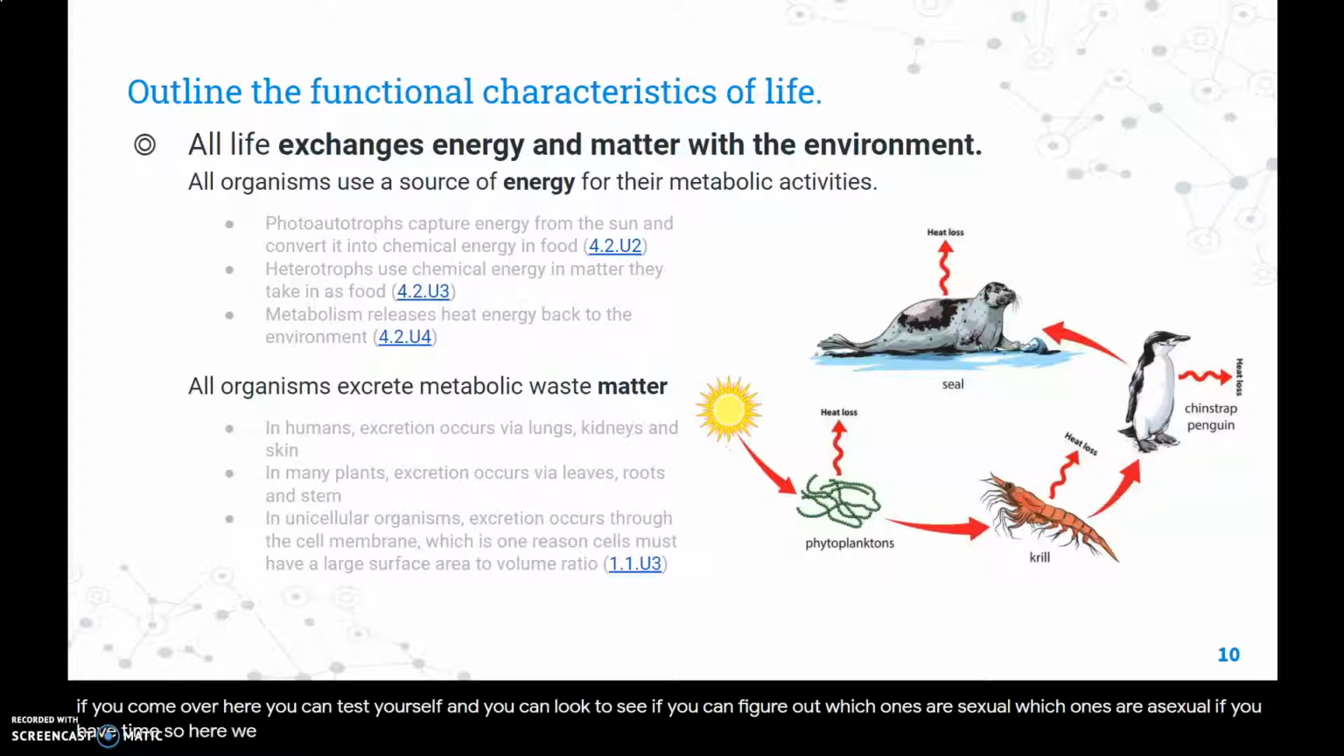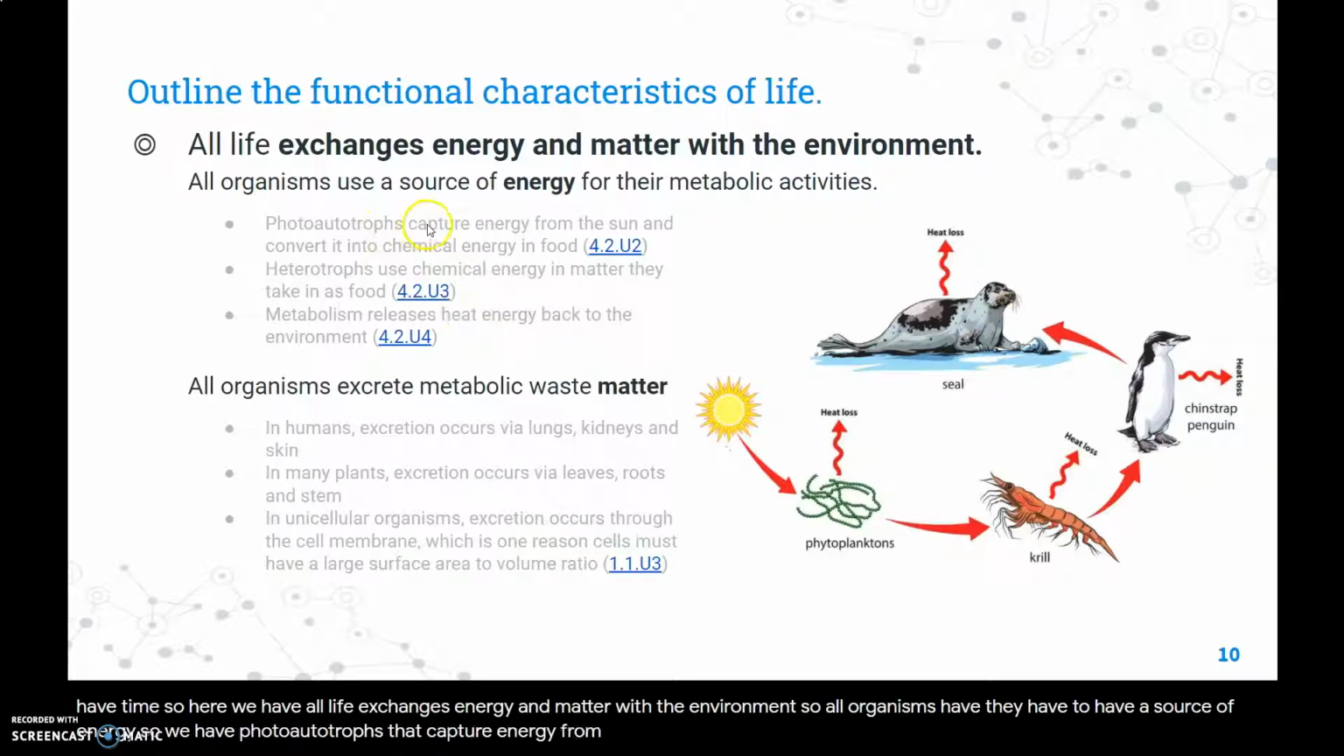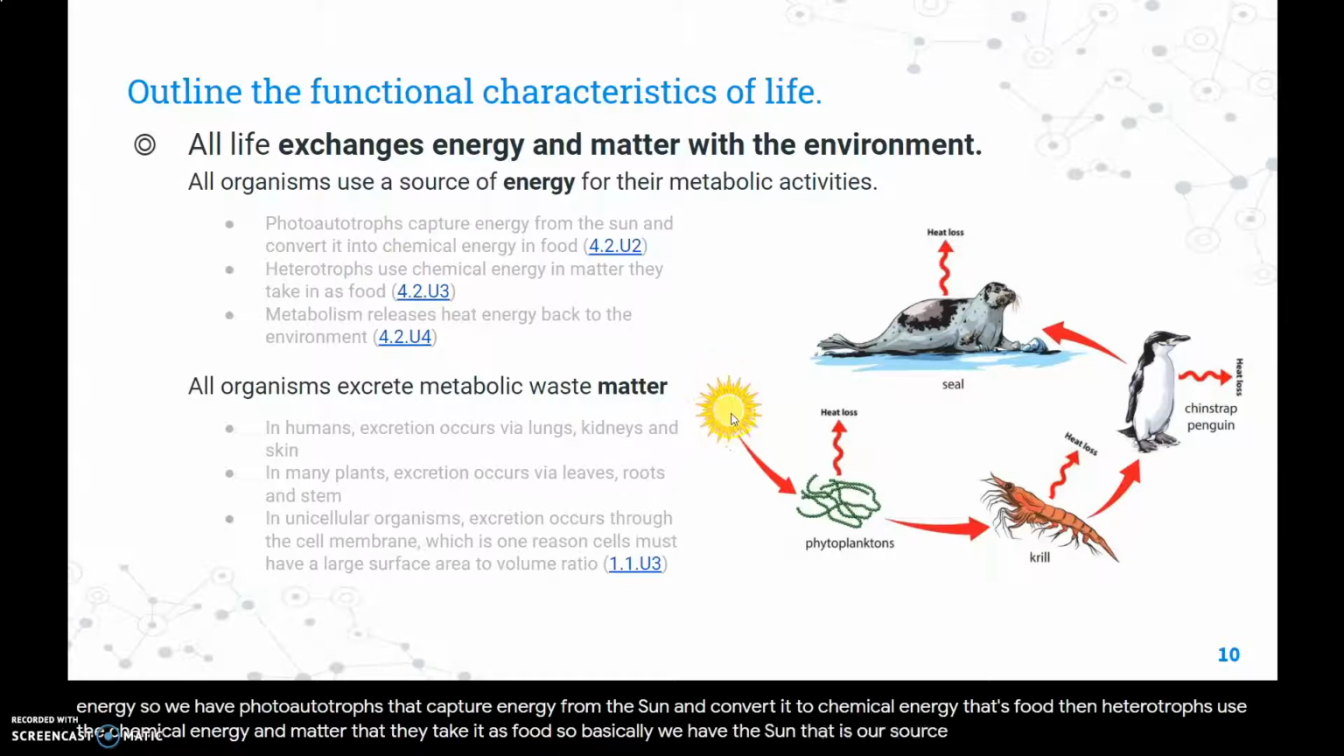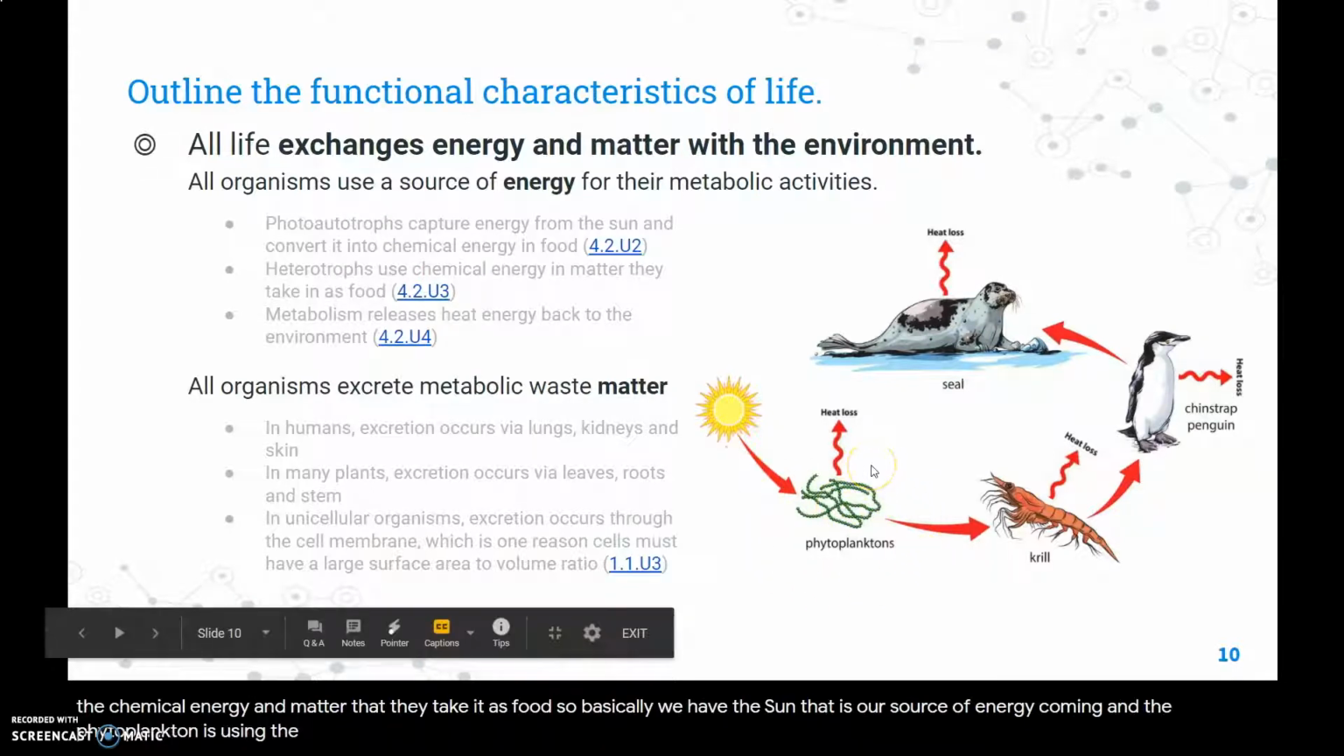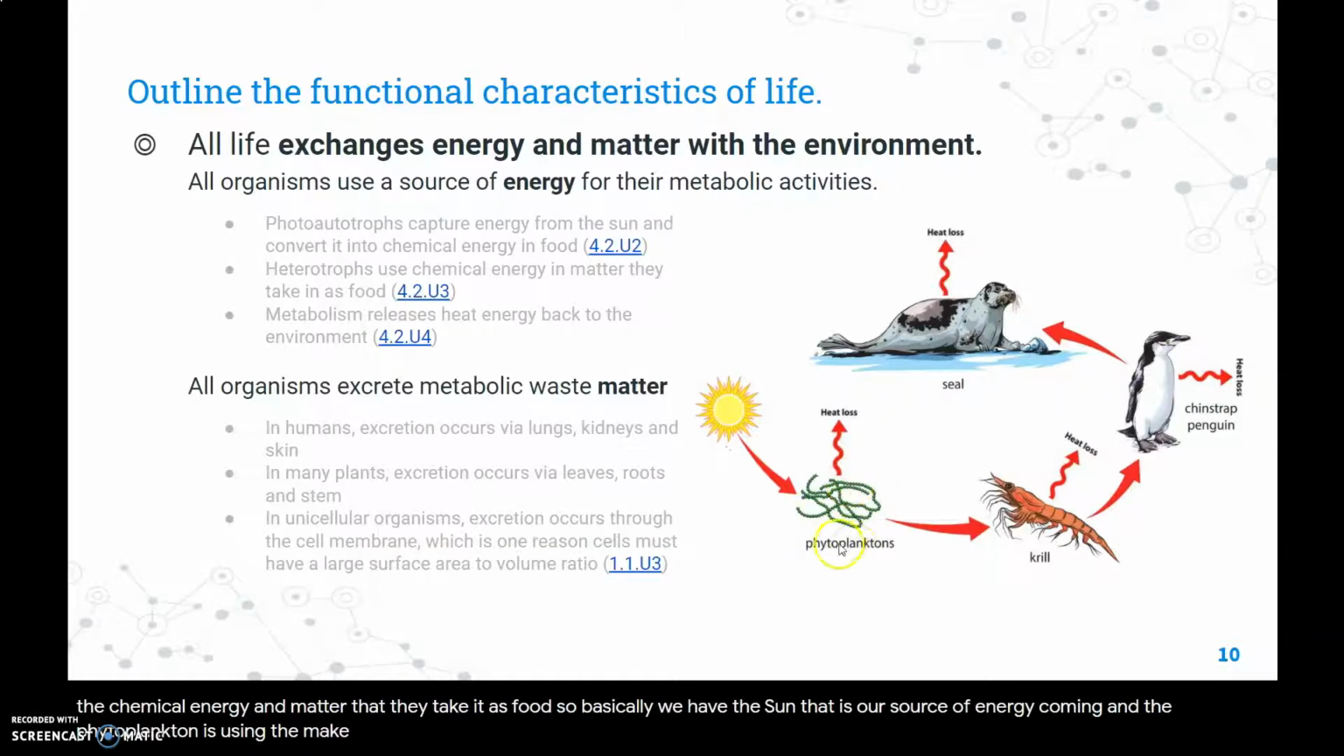Here we have: all life exchanges energy and matter with the environment. All organisms have to have a source of energy. We have photoautotrophs that capture energy from the sun and convert it to chemical energy, that's food. And then heterotrophs use the chemical energy and matter that they take in as food. So we have the sun, our source of energy, and the phytoplankton is using the sun's energy and light to make food for itself, and a little bit of heat is lost there.